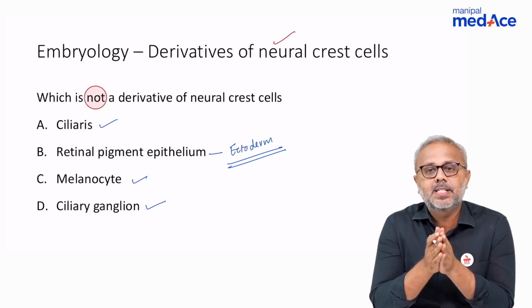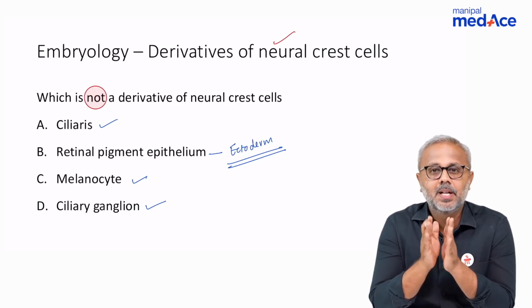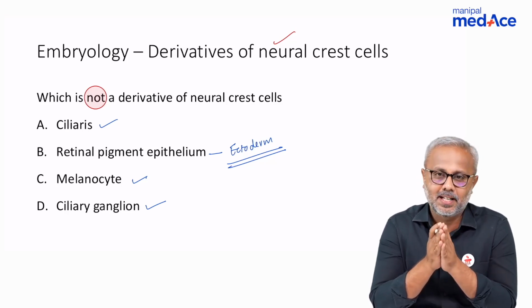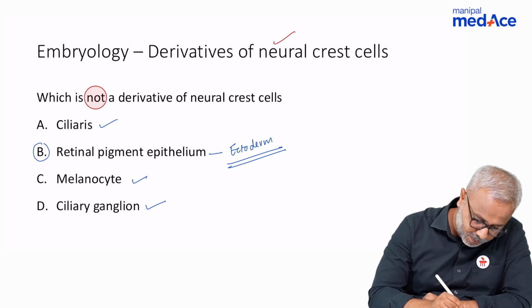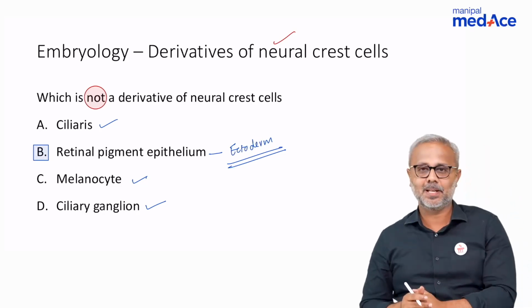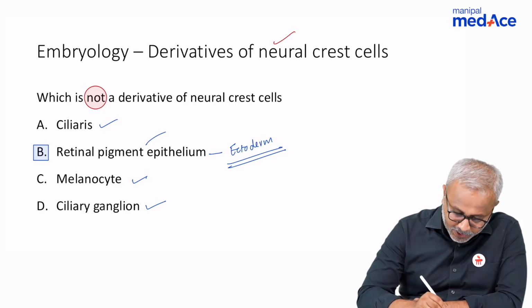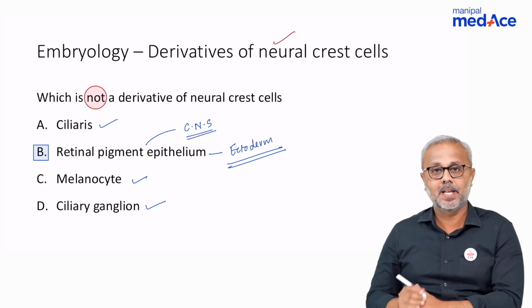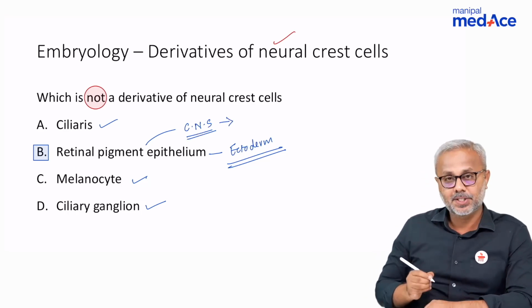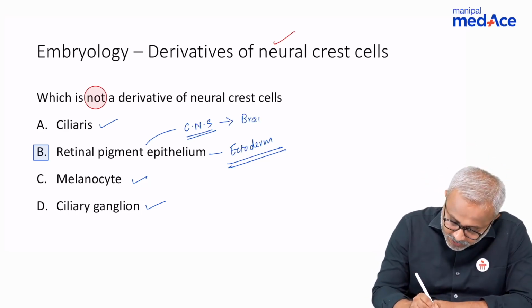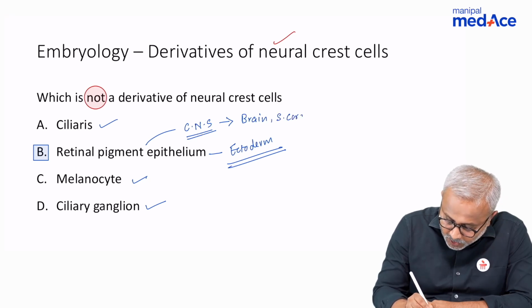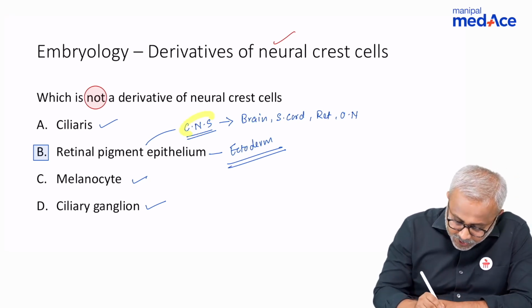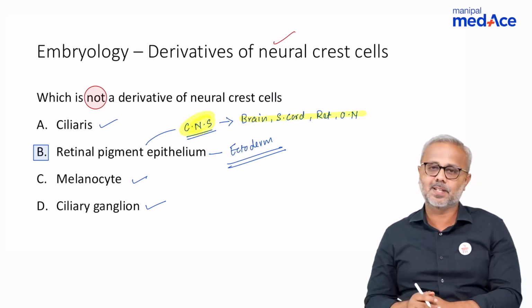Even though neural crest cell itself is a derivative of ectoderm. Remember, retinal pigment epithelium is not a direct derivative of neural crest cell. That is how the correct option here should be the retinal pigment epithelium. Okay, one more peculiarity of retinal pigment, this is considered as a part of your central nervous system. Remember, when we call the parts of the central nervous system, the first part is the brain, then we have the spinal cord, then we have the retina, and then we have the optic nerve.